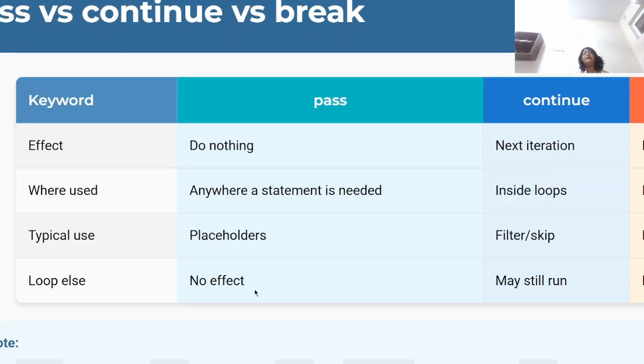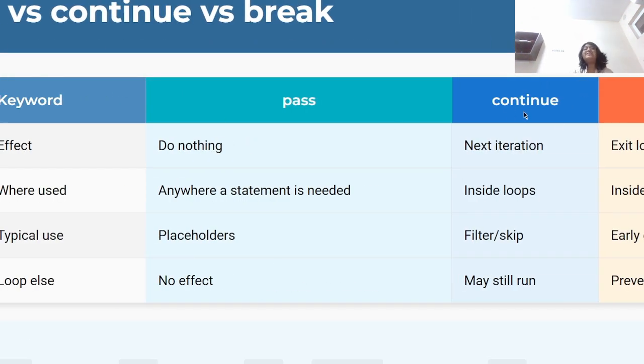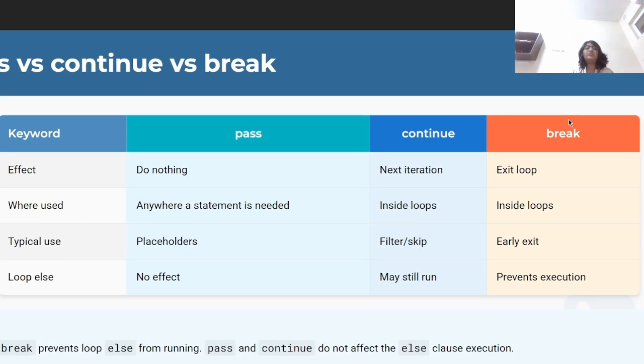Now let's see a bit of difference between pass, continue and break, the three keywords which we saw today. In case of pass, it does nothing. It just goes to the next. Continue stops that particular iteration there and goes to the next iteration. Break completely exits the loop. Pass is used anywhere where a statement is needed. Continue is mostly used inside a loop. Break is also used inside a loop.